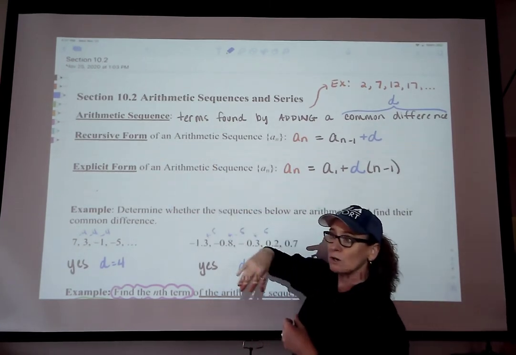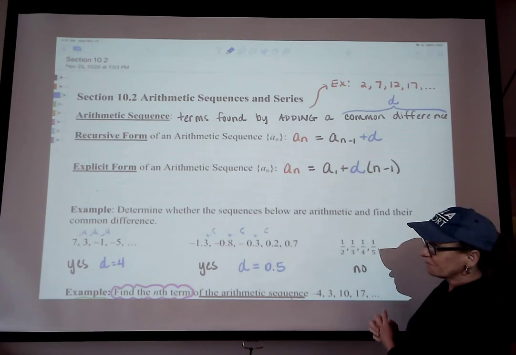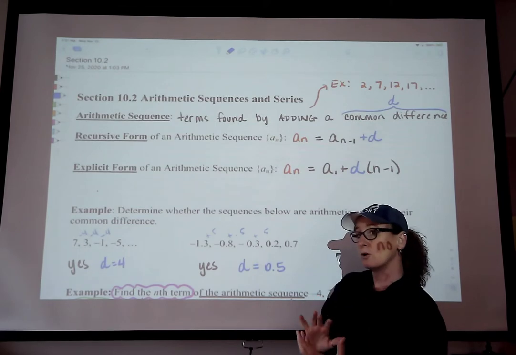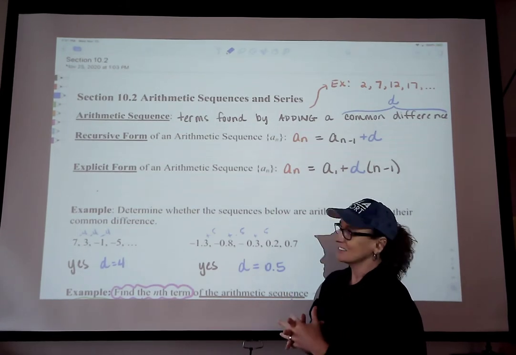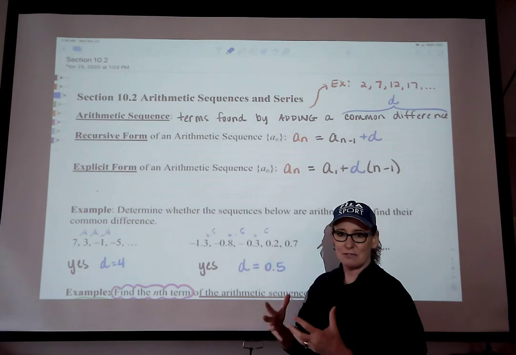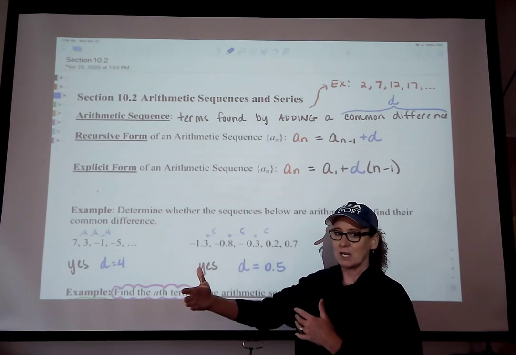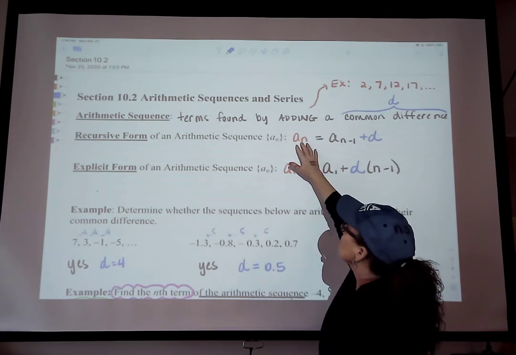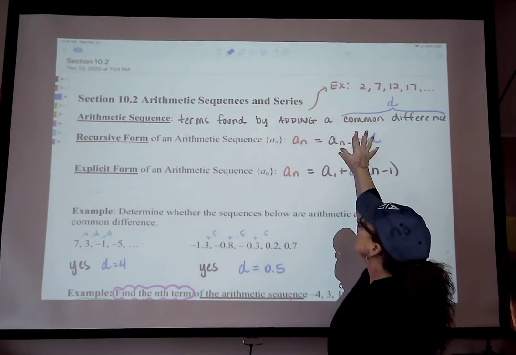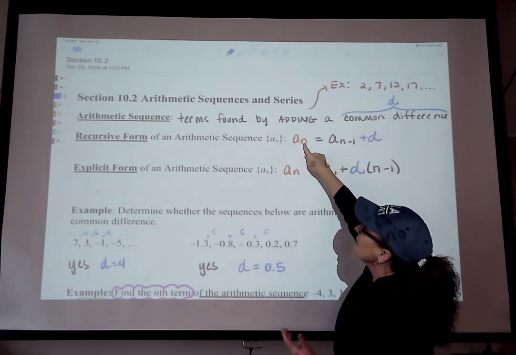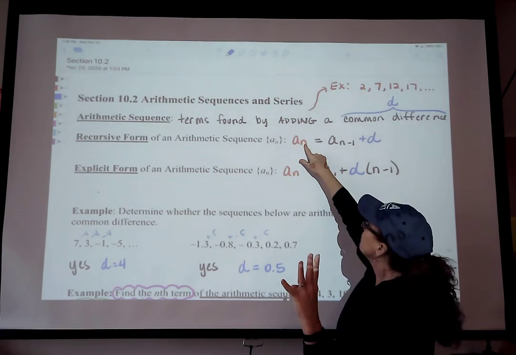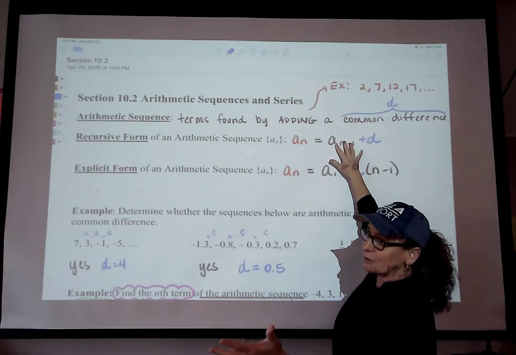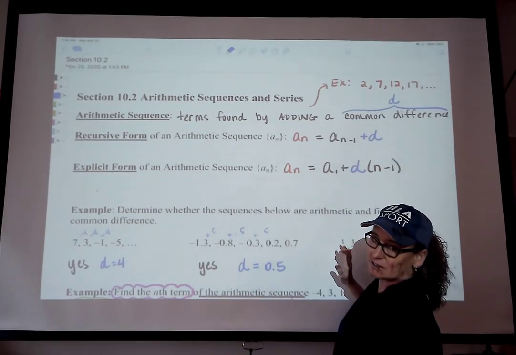Recursive and explicit forms of an arithmetic sequence. Remember the recursive form, we talked about this a little bit in the last video. Recursive form is kind of cool, but not really the great one to have if I ask you to jump to the 100th term, because to get each term, you always have to look at the one that came behind it. You want the fourth term? Look at A sub 3, the third term, and add your common difference to that.